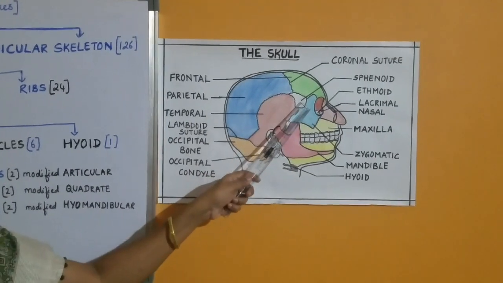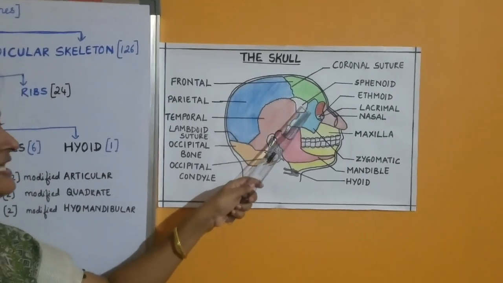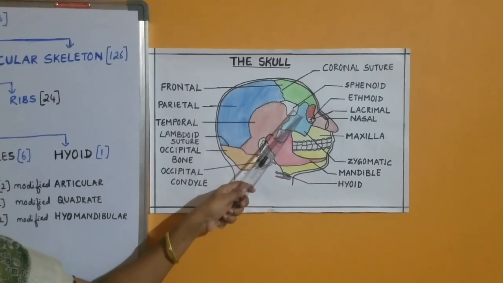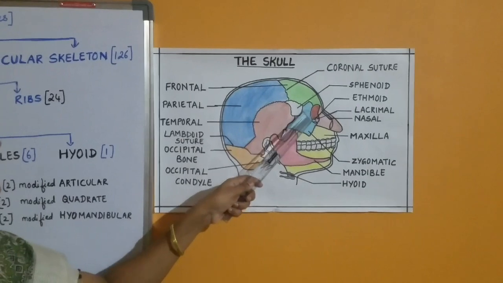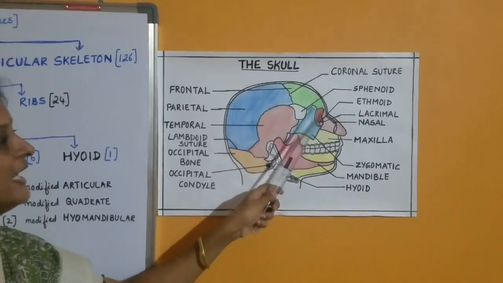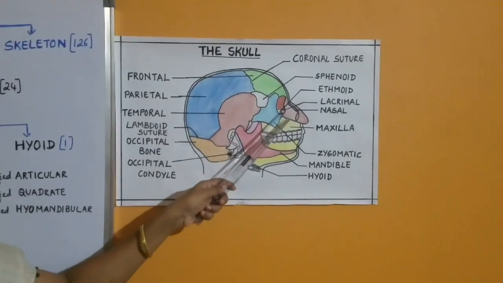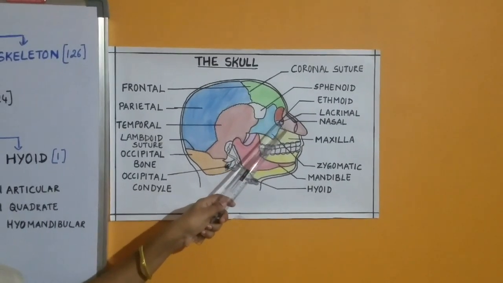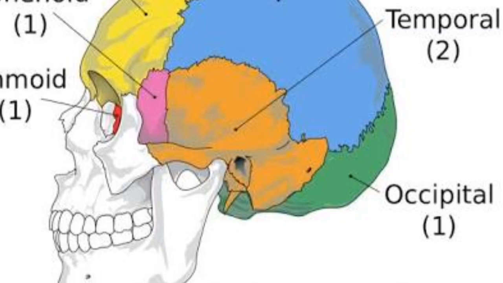And the next one is the sphenoid bone which is present in the middle part of the base of the cranium and it is called as the keystone bone because it articulates with all other cranial bones. And the last one is the ethmoid which is present in the anterior part of the floor of the cranium.